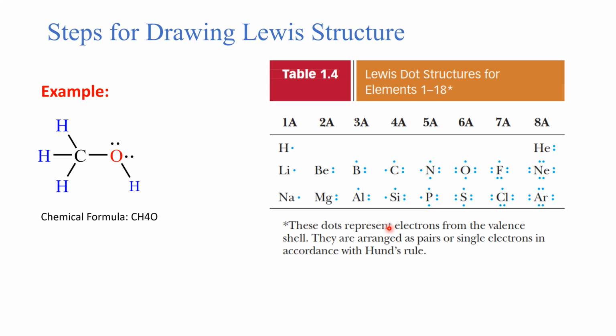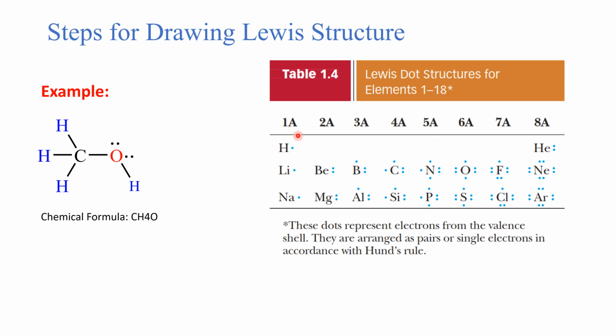So that will be simplified for you, and you will be good enough to draw the Lewis structure of any organic compound. So the very first thing I want your attention on is that table, which is the Lewis dot structure for elements 1 to 18, right?